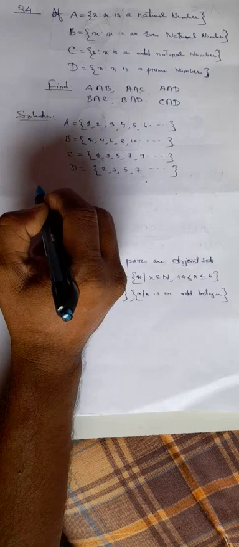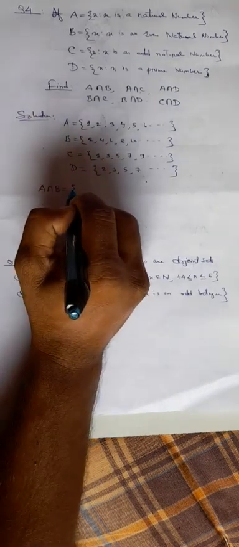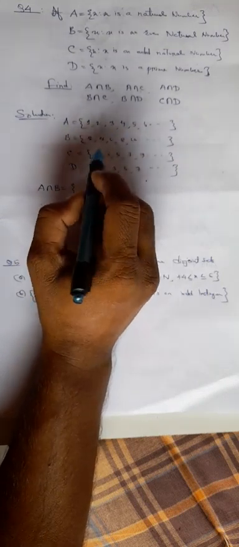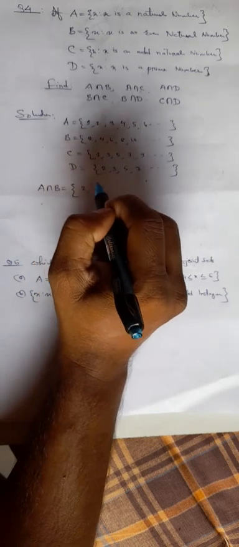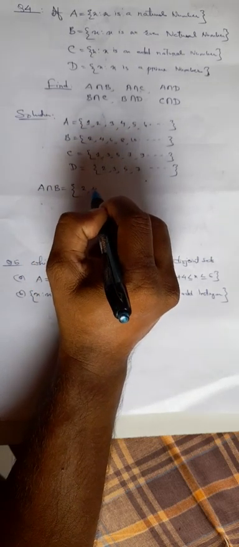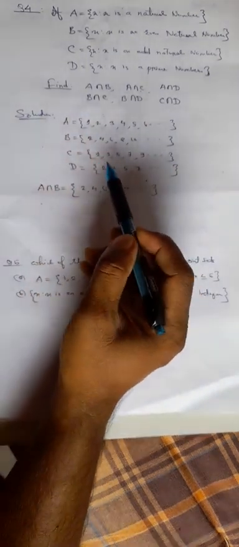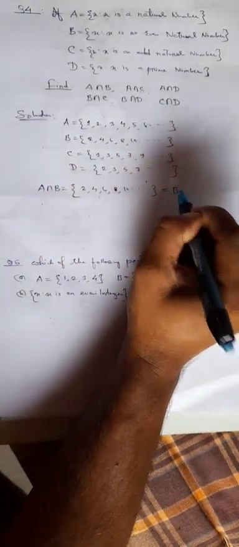So let us try to find A intersection B. A intersection B means the common elements of A and B. So what is common here? You will find that all even numbers are common: 2, 4, 6, 8, 10, etc. Actually B is a subset of A here. All even numbers are natural numbers. So A intersection B means here B.